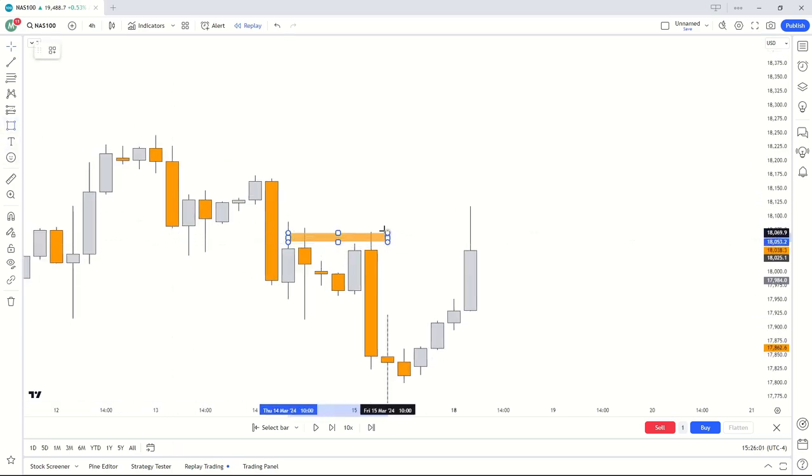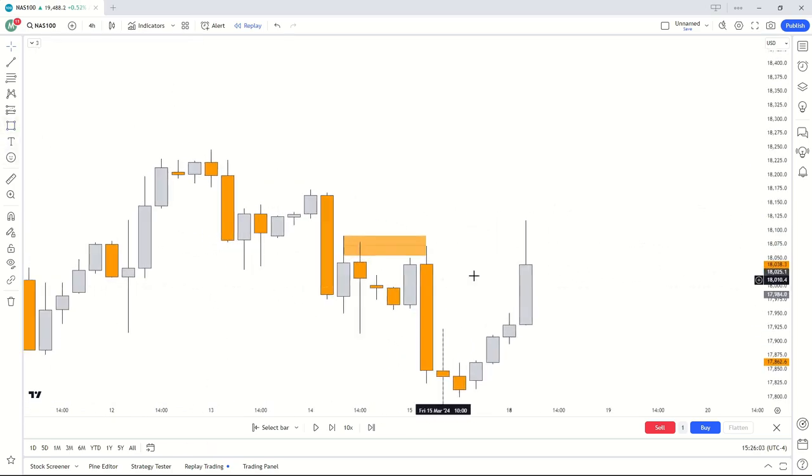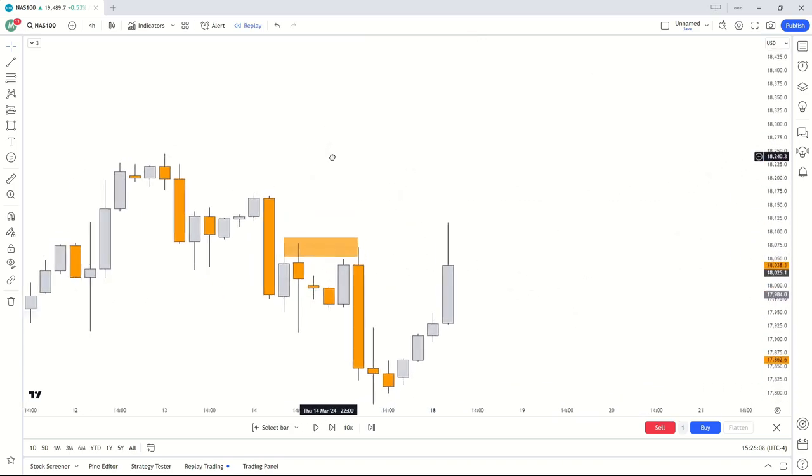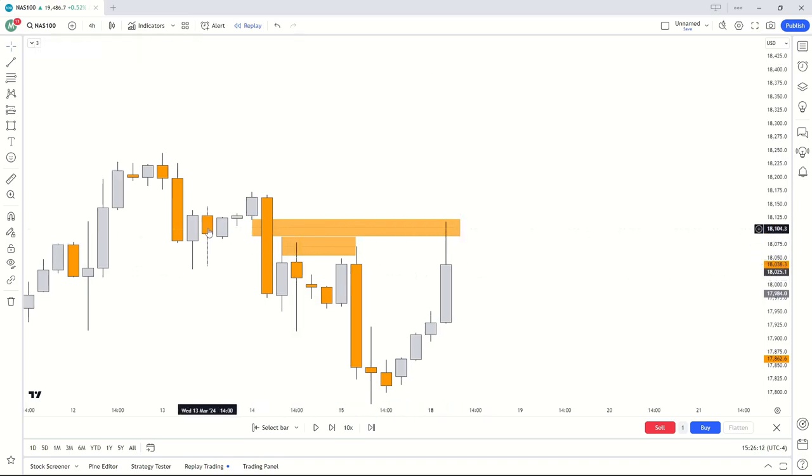As you guys can see, firstly, we do have built up liquidity right here in the form of equal highs, which market has just taken out. So we can confirm we are moving to the downside along with a fair value gap right here, which we do have an order block sitting above it, which market has not triggered yet.